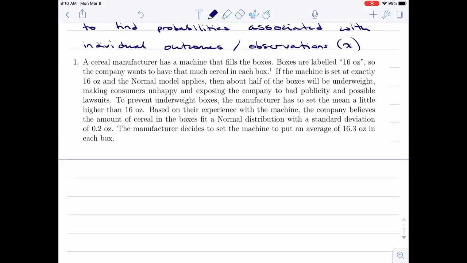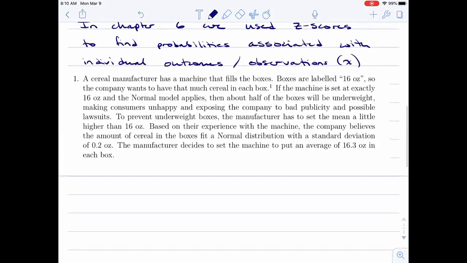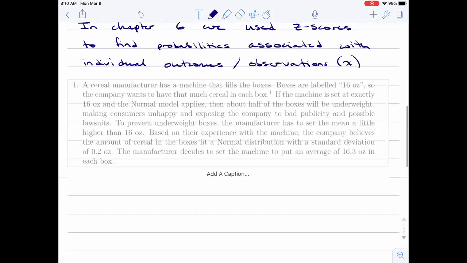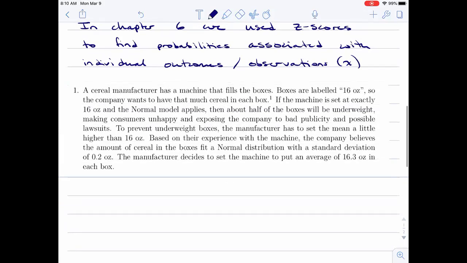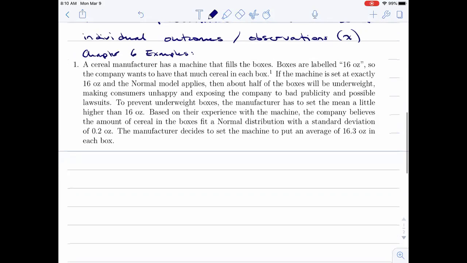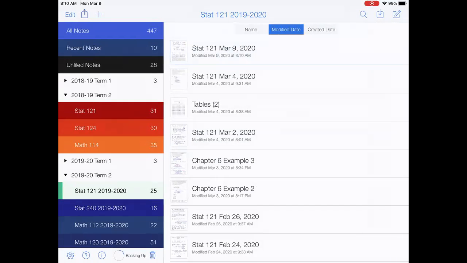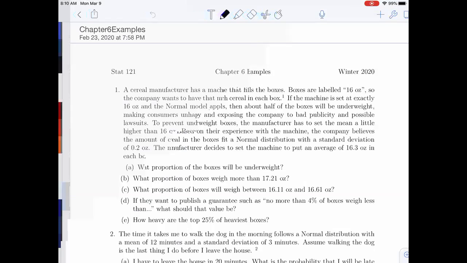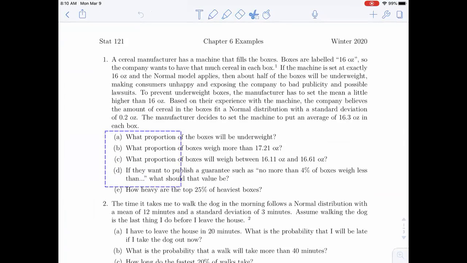Okay. I'll move this down and say that here, this is from the chapter 6 examples. And I can't remember what the parts were, so I guess I'll just bring them in here.